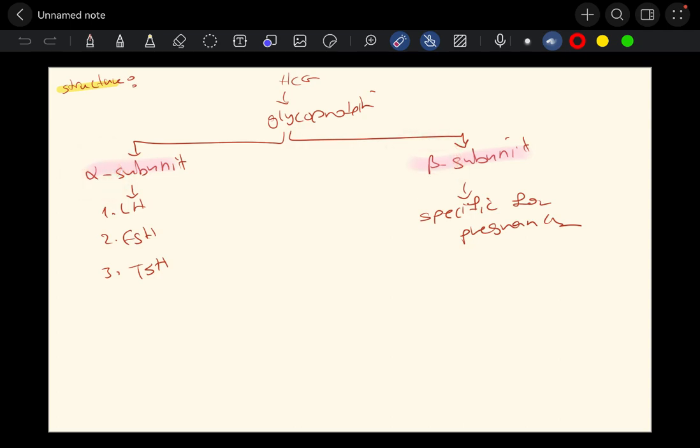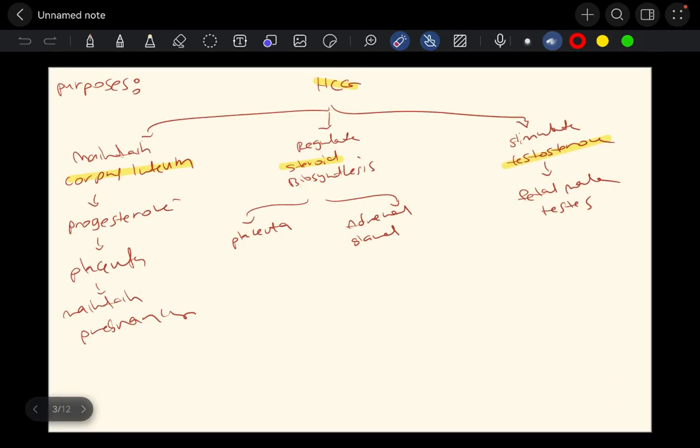The alpha subunit is shared with luteinizing hormone, follicle-stimulating hormone, and thyroid-stimulating hormone, while the beta subunit is specific for pregnancy. hCG has three main purposes. The first purpose is to maintain the corpus luteum. Both the corpus luteum and the placenta share the same function, which is the production of progesterone. First the corpus luteum does this, and after that the placenta takes over in order to maintain pregnancy.